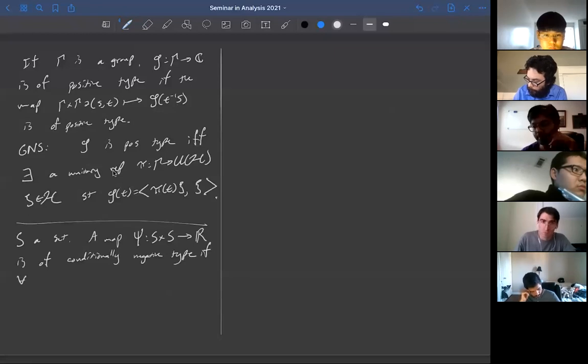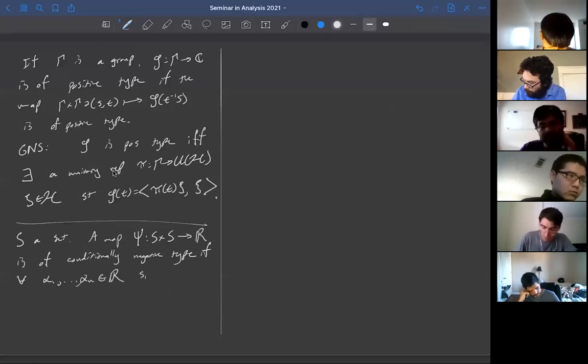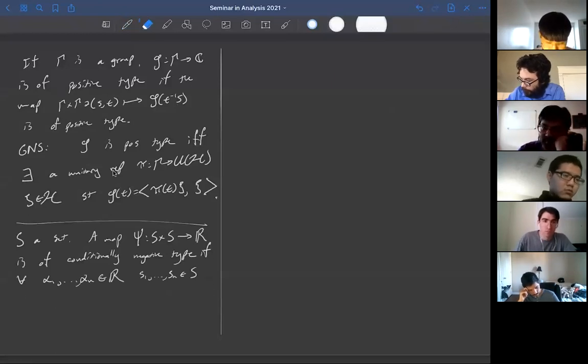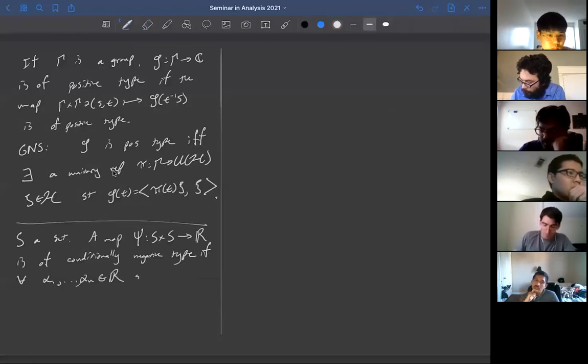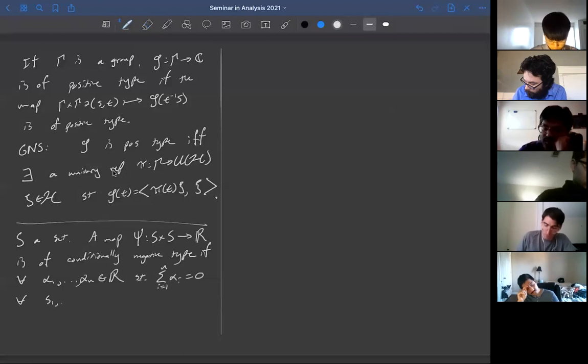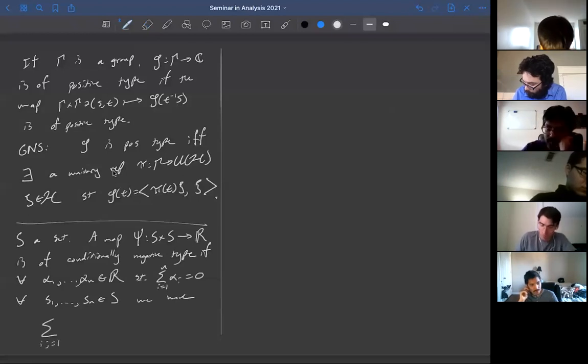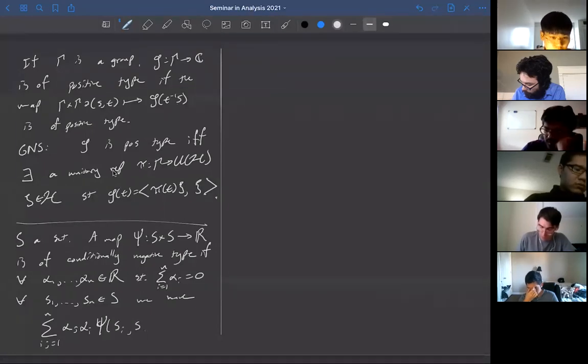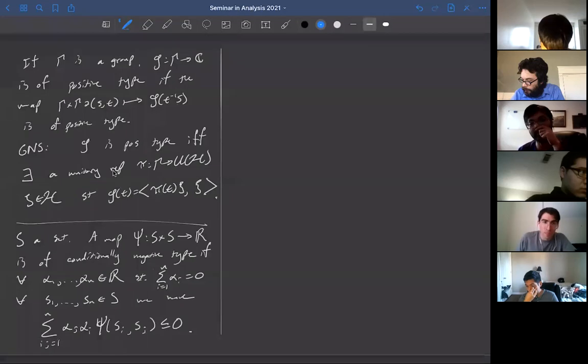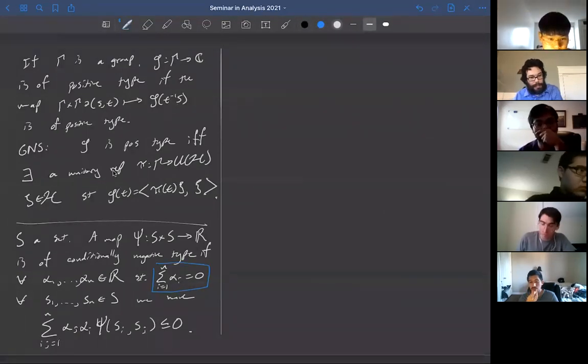Specifically, if for all alpha 1 through alpha n real numbers such that the sum of alpha i is equal to 0, I forgot to write the condition, that's the condition, and for all s1 through sn in S, we have that this sum, as i and j go from 1 to n, of alpha j alpha i C of si sj is less than or equal to 0. If you just drop this condition right here, then you would exactly get that this is just the negative of a positive type function.